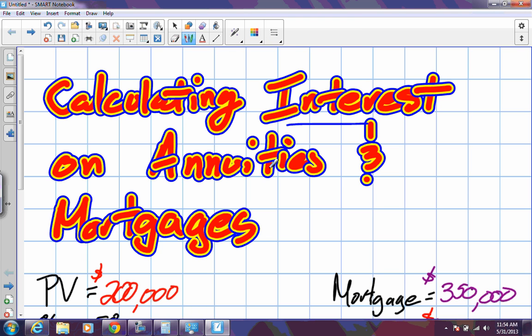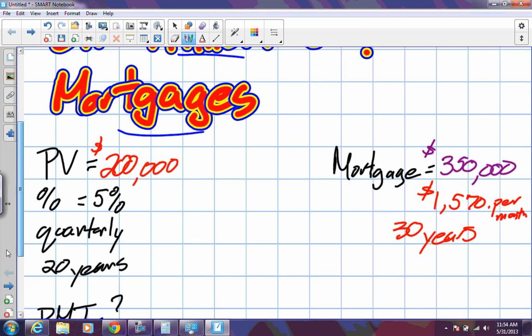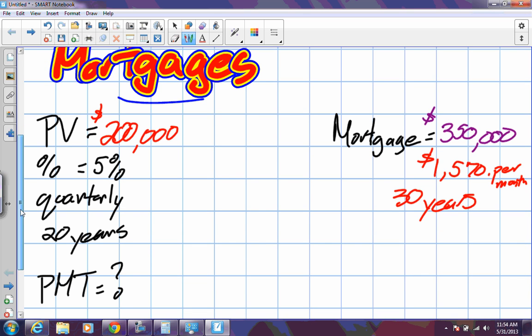Calculating interest of an annuity or a mortgage. Okay? So, I'm going to need your help at this point. I know a lot of you guys have those calculators.